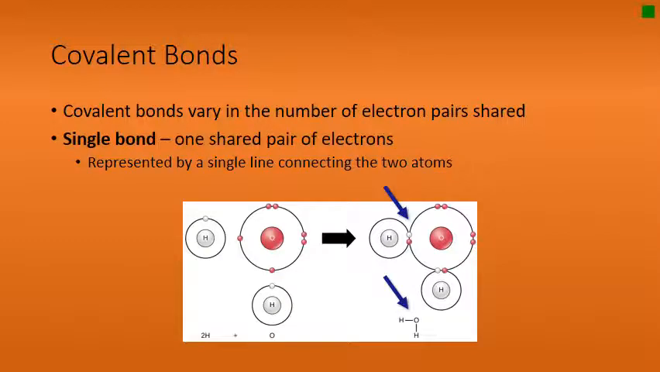The sharing of a pair of valence electrons between two atoms, as I said a couple slides before, creates a strong, attractive force between those two atoms. When it is only one pair of valence electrons being shared, we say this is a single covalent bond, one shared pair of electrons. So in a water molecule, there are two single bonds between each hydrogen and the oxygen.